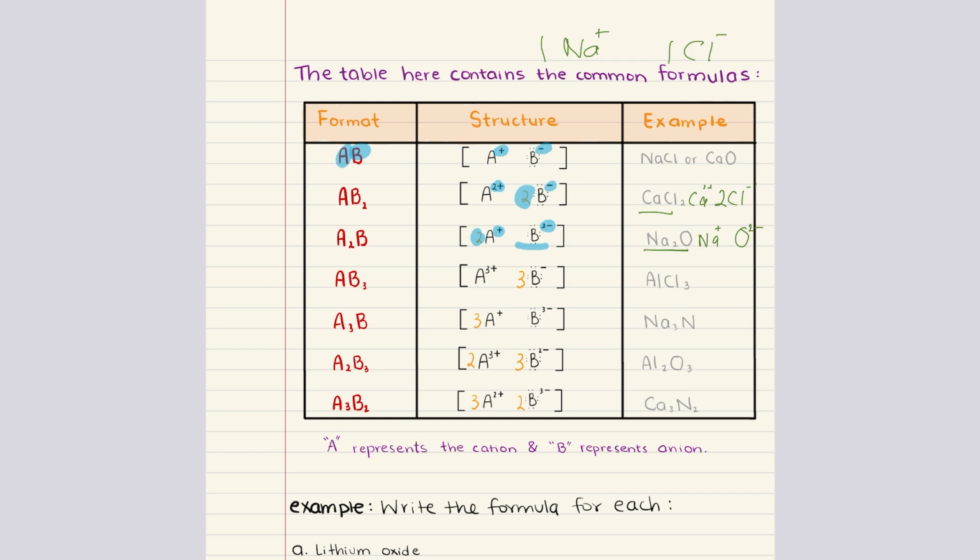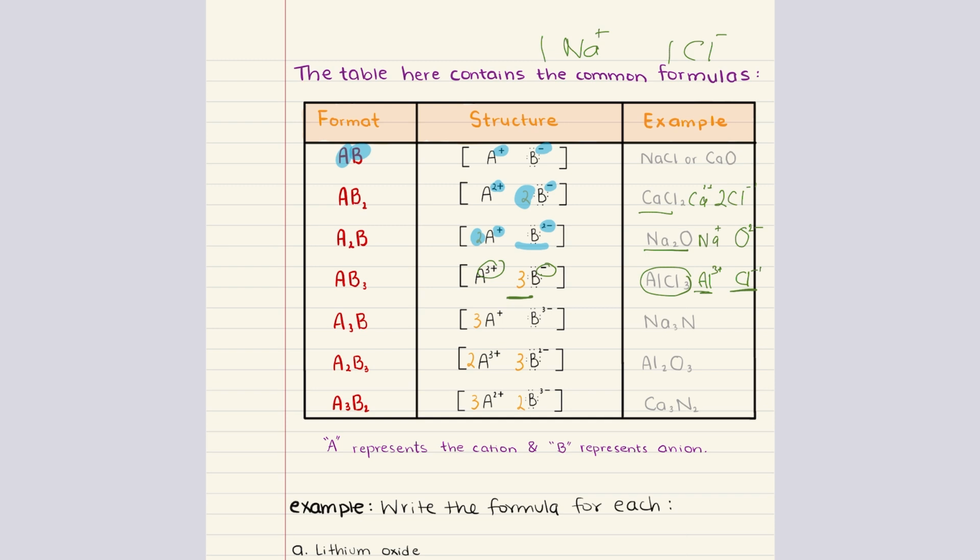Next, when you have a +3 cation with a -1 anion, you're going to need 3 anions per cation. So an example of this is aluminum chloride. Aluminum forms a 3+ cation. Chlorine forms a -1 anion. To balance the charge, we're going to need 3 chloride anions for 1 aluminum cation.